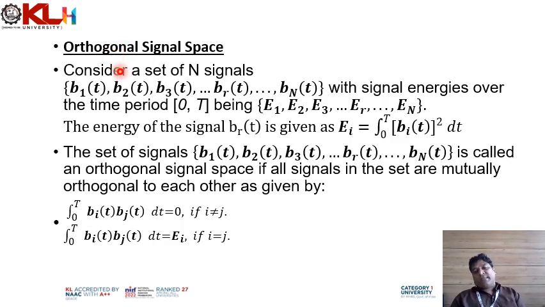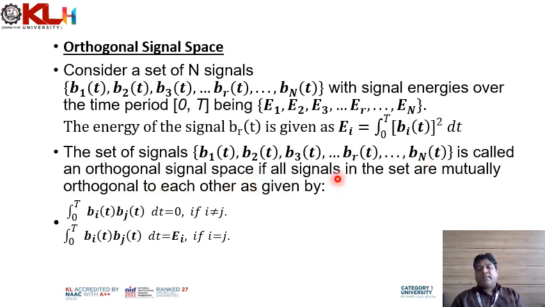Now here we are going to discuss another concept that is called orthogonal signal space. We are considering a set of n signals, which are called basis functions b1(t), b2(t), b3(t), and so on till bn(t), and they have energies over the time period 0 to T as E1, E2, and so on till En. The energy of a particular signal we can write as Ei is integral 0 to T of bi(t) whole square dt.